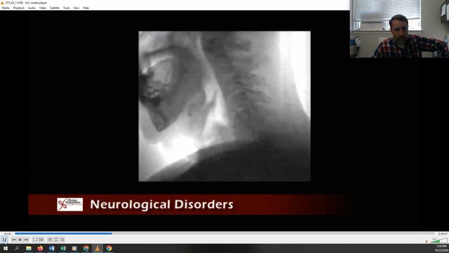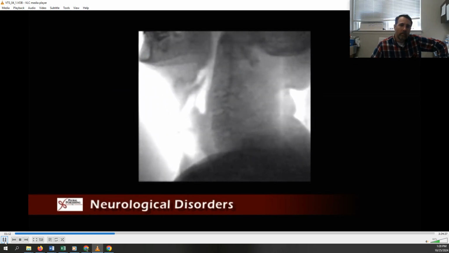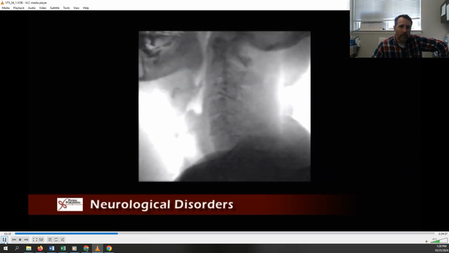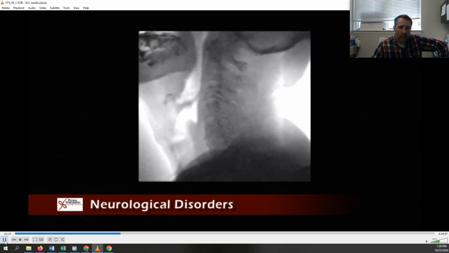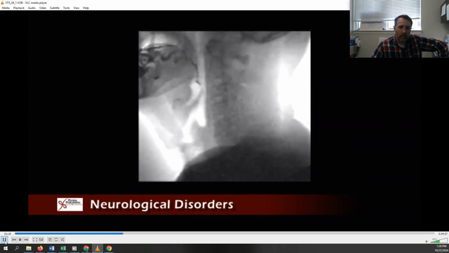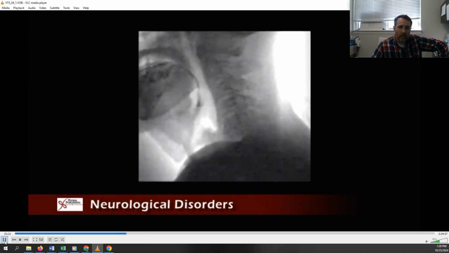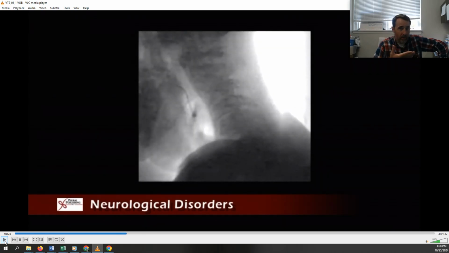Note that he uses a head-back compensatory posture to try to move the material posteriorly. Anterior spillage of material is also evident due to weak lip seal. Anterior spillage is the bolus coming out from the lips. Posterior spillage is it falling back into the larynx.